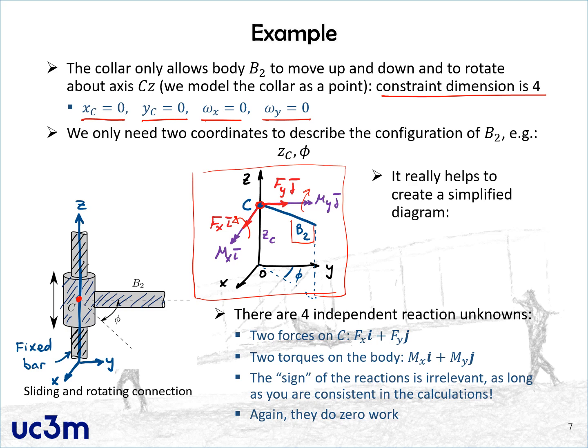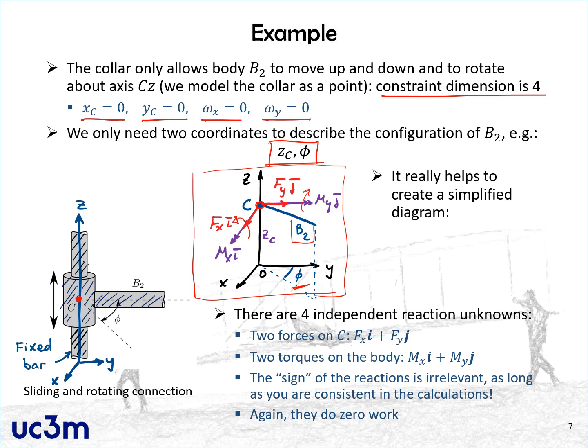Since we have a total of 4 constraint equations, that means that we can reduce the number of coordinates to describe the configuration of our rigid body to just 2 coordinates. The number of remaining degrees of freedom is just 2. So we can choose, for example, the vertical position of C and the rotation angle phi, which we have defined here, for example, from the axis Y. Of course, you can make other choices.